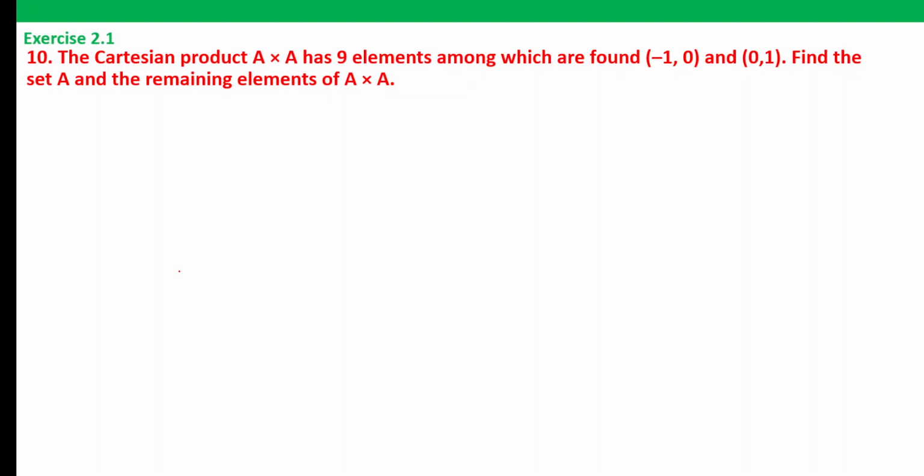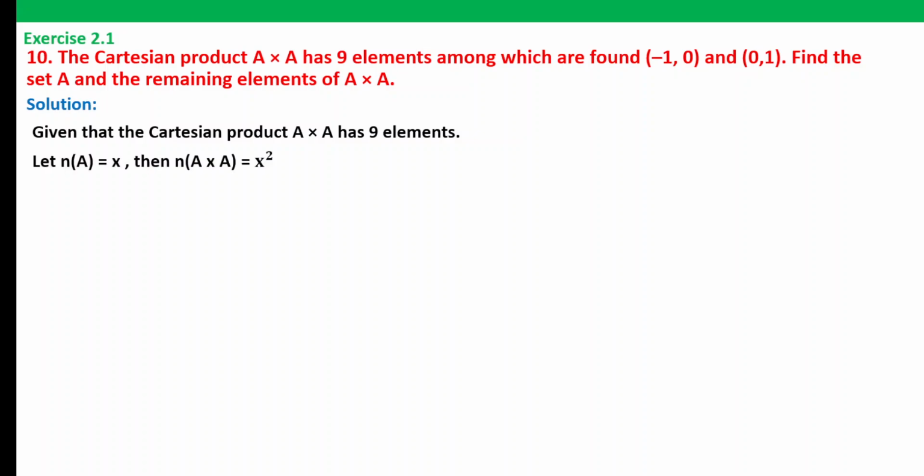Let us see question number 10. The Cartesian product A × A has 9 elements, among which are (-1,0) and (0,1). Find the set A and the remaining elements of A × A. Solution. Given that the Cartesian product A × A has 9 elements, let the number of elements in A be x. Then the number of elements in A × A will be x², and it is given that n(A × A) is 9. Therefore x² = 9, which implies x = 3. So set A should contain 3 elements.